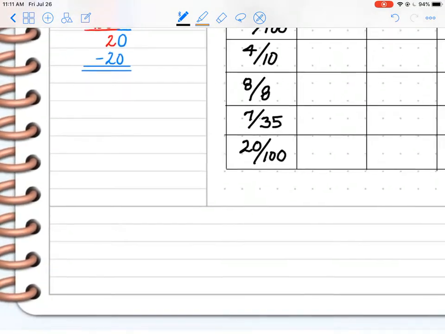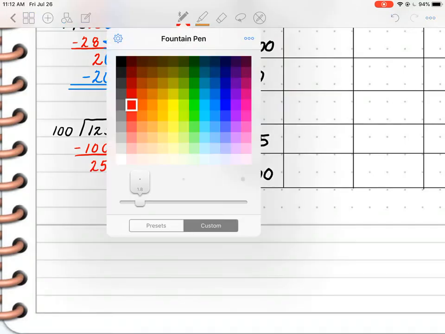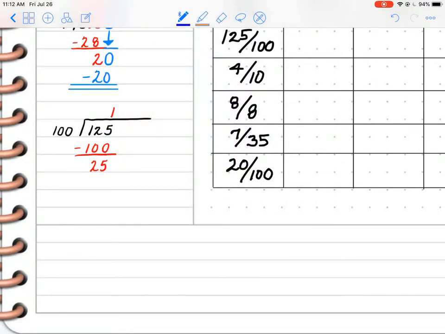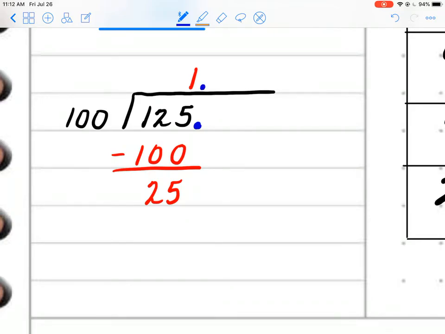Okay, let's look at this next one, which is 125 over 100. So remember, I'm taking the bottom number into the top number. Can 100 go into 125? Yes, it goes 1 time. Now there will be 25 left when I subtract, but that's okay. So I add my decimal. Let me zoom in here so you can see what I'm doing. And I add it up here, and I add a 0 and bring it down.